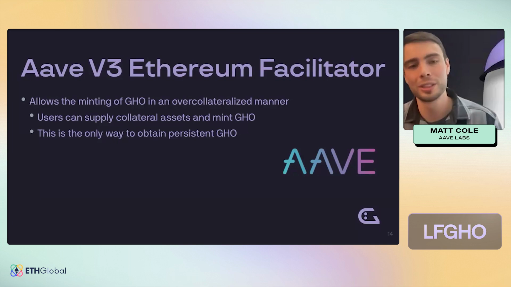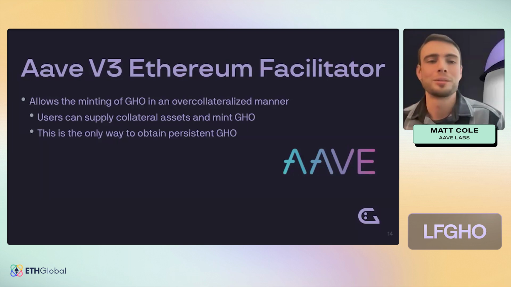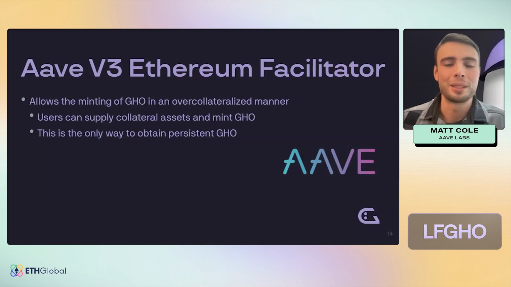So what is this facilitator? The very short version of the Aave v3 Ethereum facilitator is we can mint Go using this facilitator in an over-collateralized manner. That means we can supply assets to Aave, and then we can mint against that collateral. So typically, maybe we can supply $2 worth of ETH, and then maybe we can borrow $1 worth of Go. And right now, I think why it's so important is it's the only way to obtain persistent Go, so Go that you could actually have in your wallet, through the Aave v3 Ethereum facilitator.